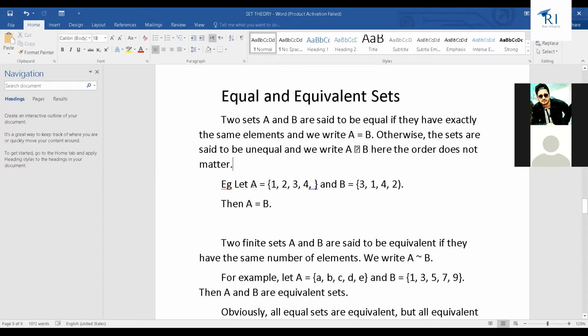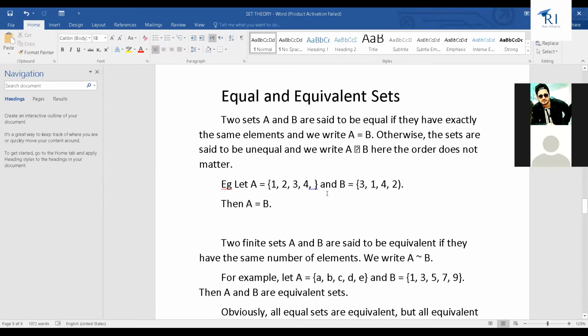Like for example, see here, set A is 1, 2, 3, 4, whereas set B is 3, 1, 4, 2. They are not in the same order, but they are the same elements. Here is 1, here it's 1. Here we have 2, here we have 2, here is 3, here 3, here 4, here 4. So they have the same elements, but they're not in the same order. It doesn't matter the order here, but still they are known as equal sets.